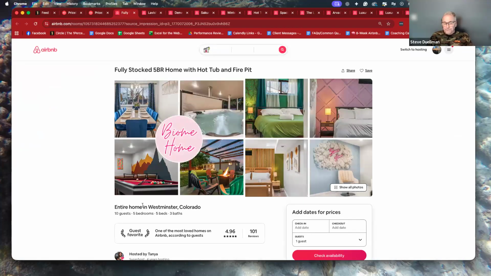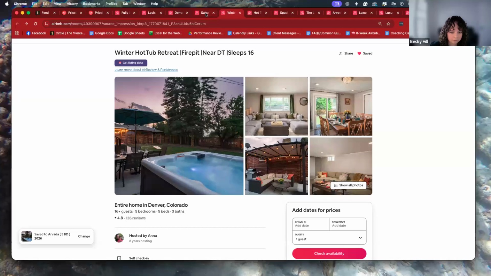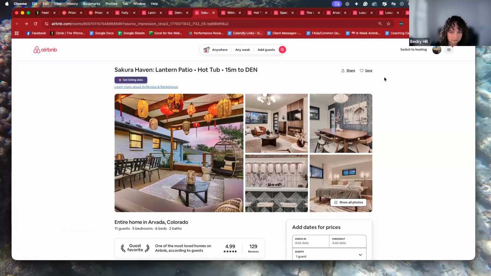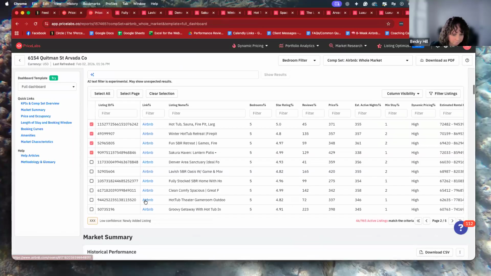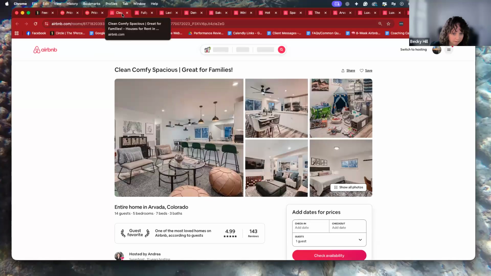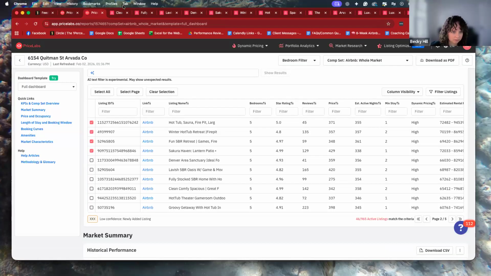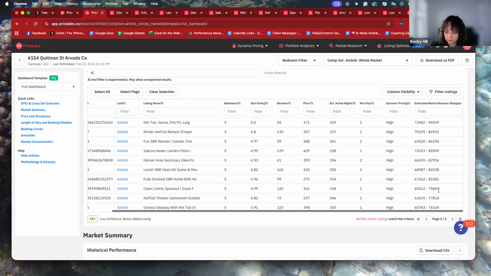I have to get one. Maybe. Let's save this one. Okay, this one does not have a hot tub. Where was that called? Clean, comfy?